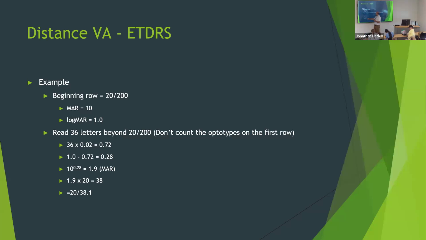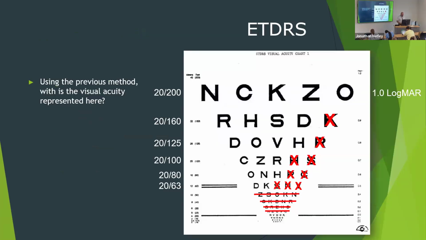So now we take 10 to the 0.28, and this is going to give us our MAR. If you've got your calculator, your phone, or even your computer, you can do this math. Once you take 10 to the 0.28, it gives you a 1.9 MAR. Then all you have to do to get the Snellen equivalent is multiply 1.9 times 20, and that will give you 38. So the exact precise acuity in this case is going to be 20 over 38.